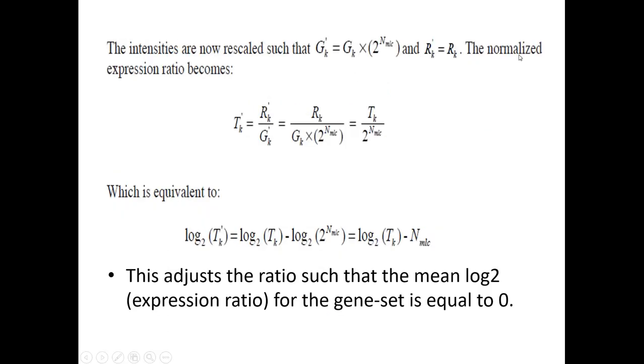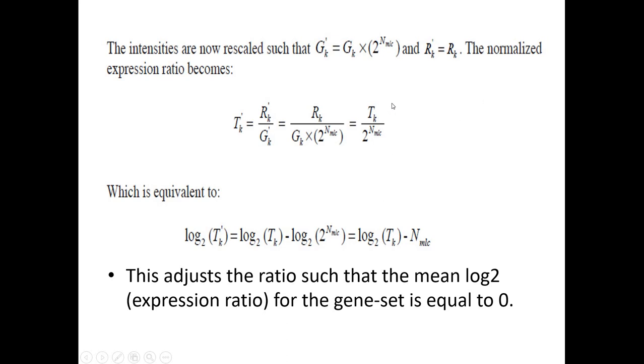So the normalized expression RK will remain the same. The normalized expression ratio becomes TK prime is equal to RK prime by GK, then RK divided by GK into 2 NMLC. This is now the rescaled value. What is RK by GK? This is TK. So TK divided by 2 NMLC.